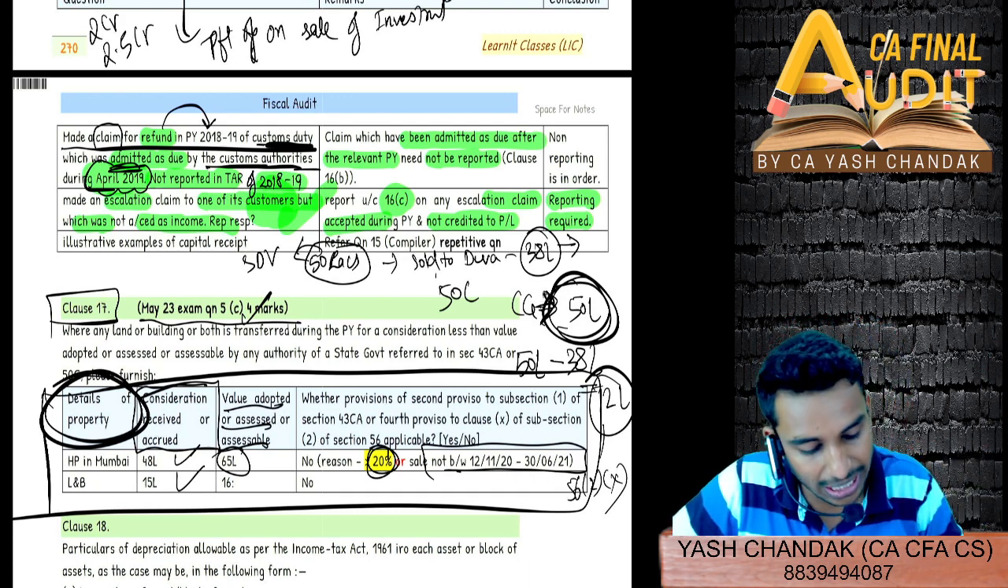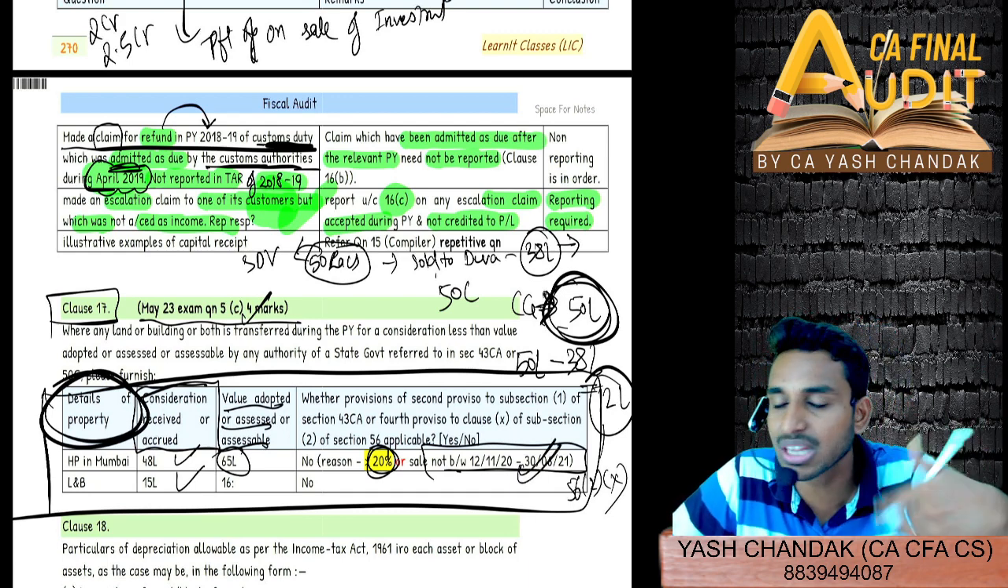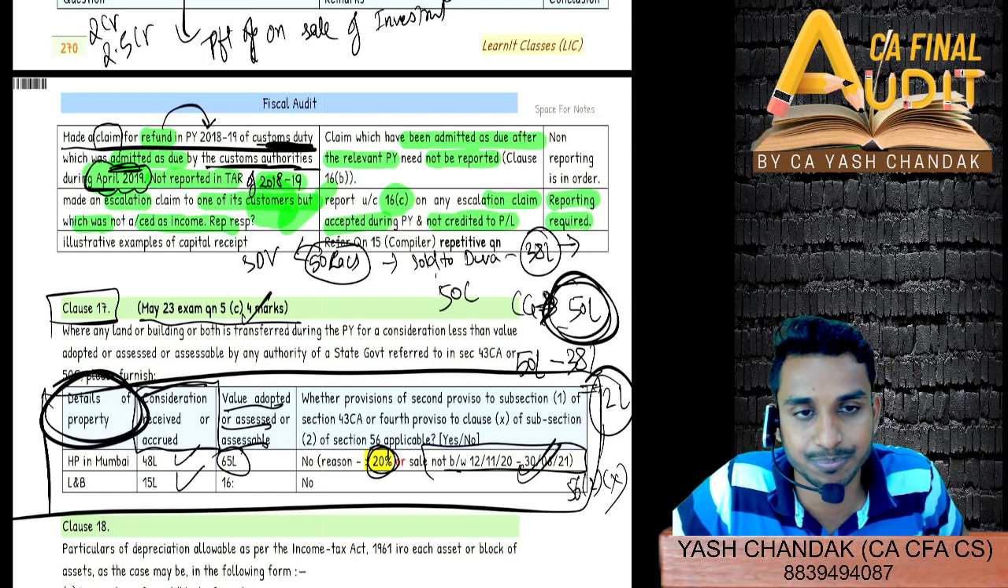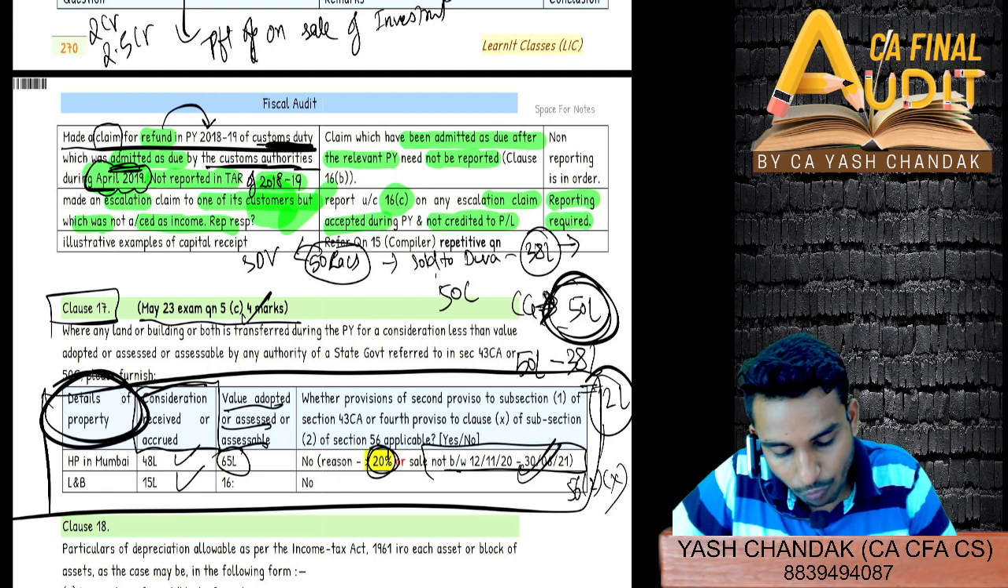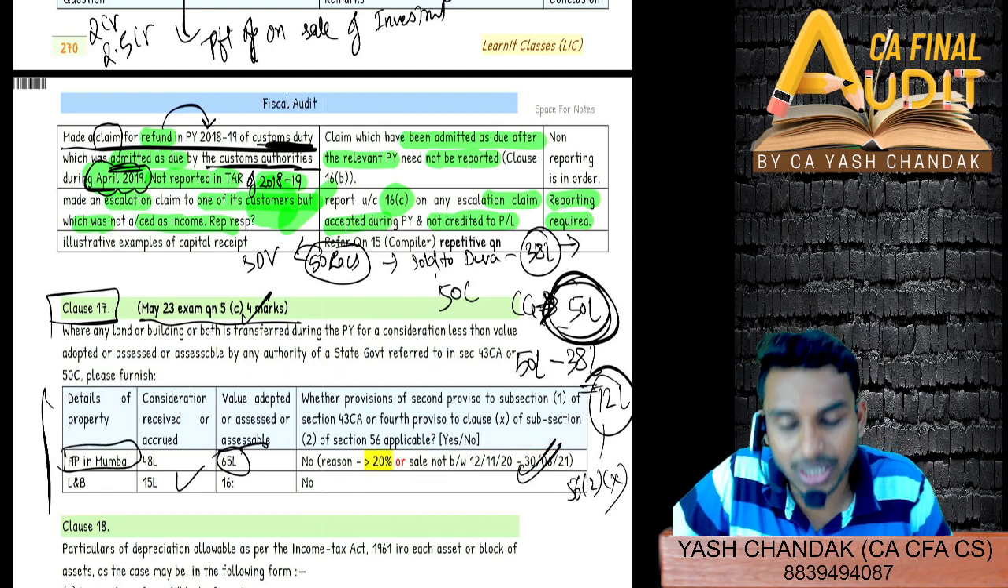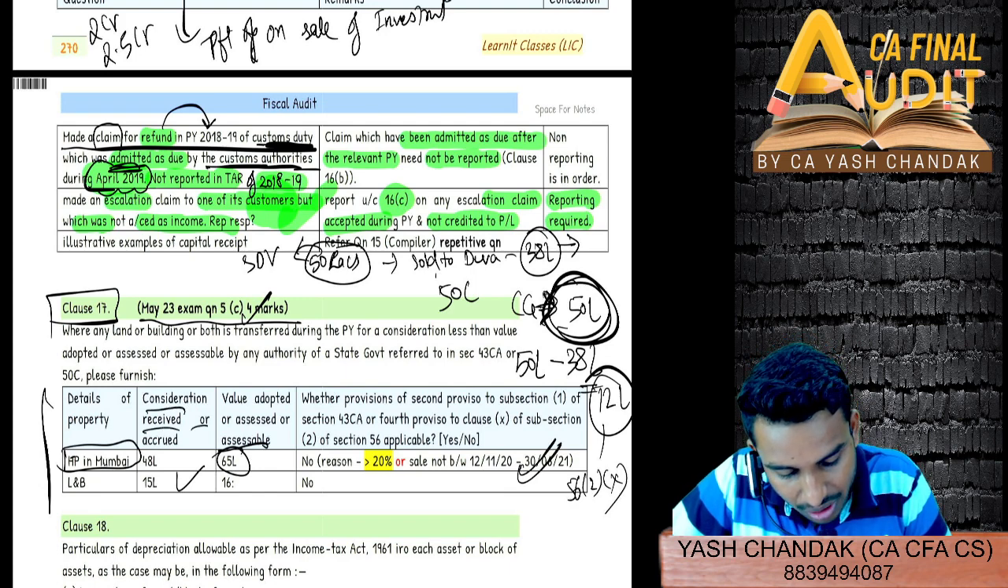That was relevant at that time during COVID, and that too for increasing the sale of house property in Mumbai. That was specifically increased to a 20% bandwidth, right? So what you have to mention is the details of the property. Suppose it is a house property in Mumbai. What is the consideration received or accrued?